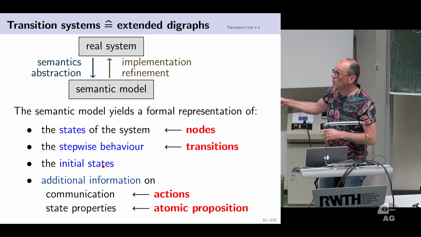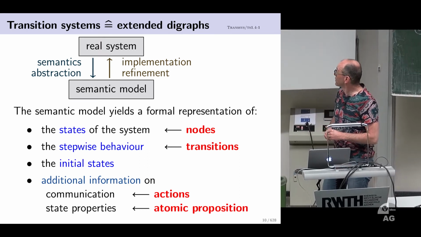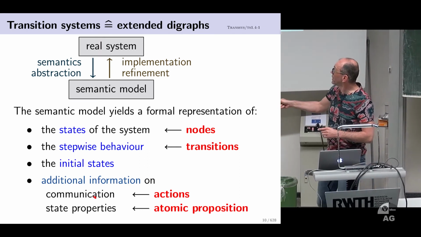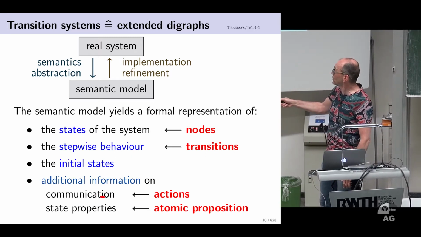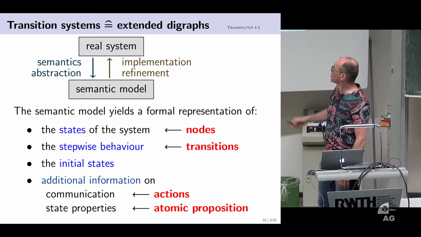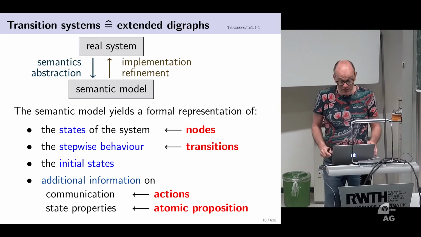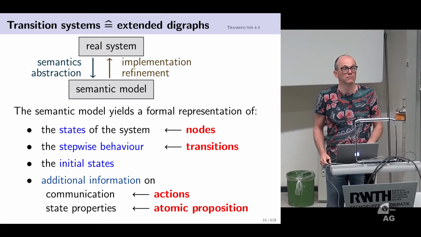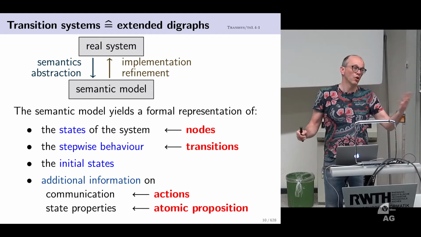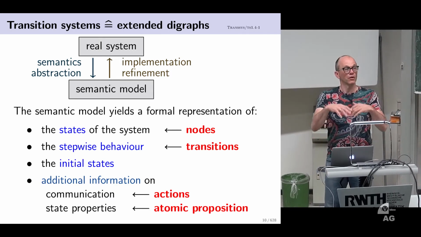Then we have to start somewhere. Maybe initially the traffic light is red. And there is additional information about communication or execution of statements. This is what we are going to call actions. That will become very important in the next lecture, because we're going to use those actions to take models of small components and glue them together to get a model of a larger system.